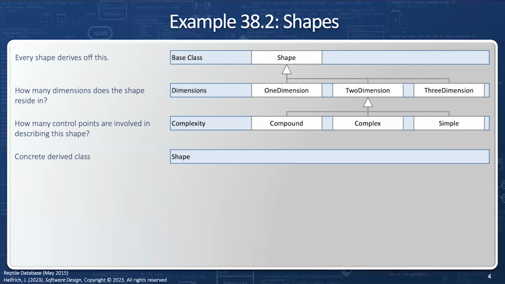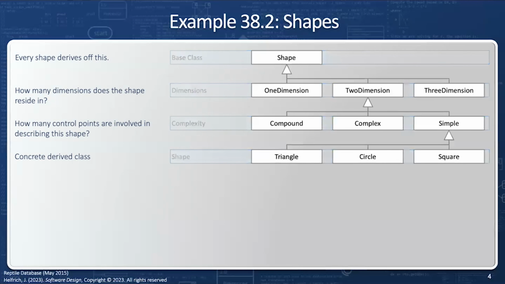And finally, let's define some concrete classes. I'll have a square, but I'll also have a circle and triangle, and all these are different types of simple shapes. When I'm finished here, I have not only my inheritance tree, but I also have a strategy.